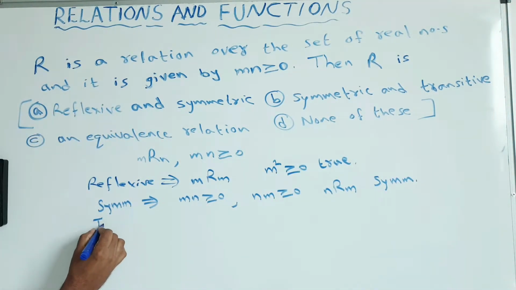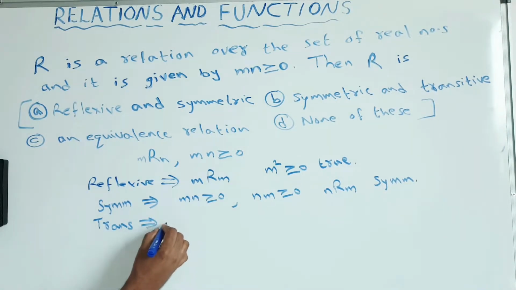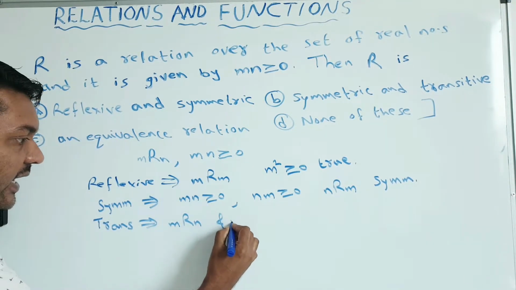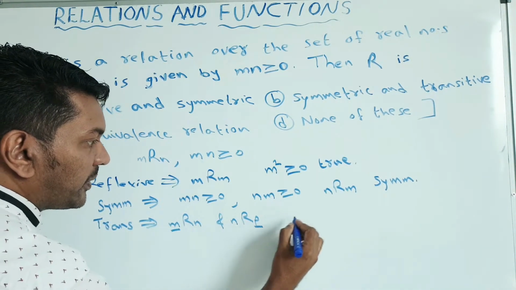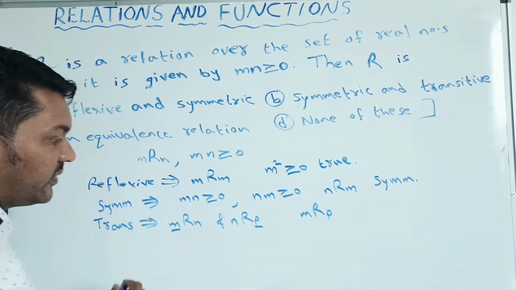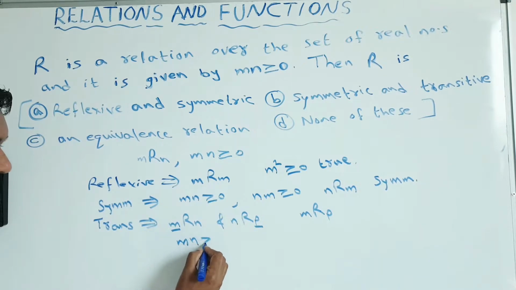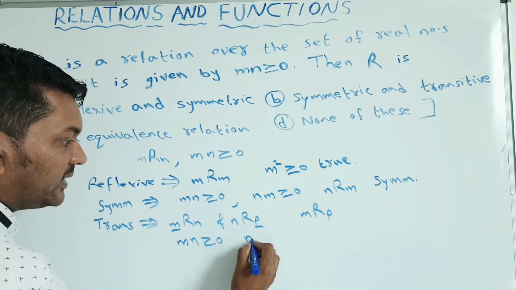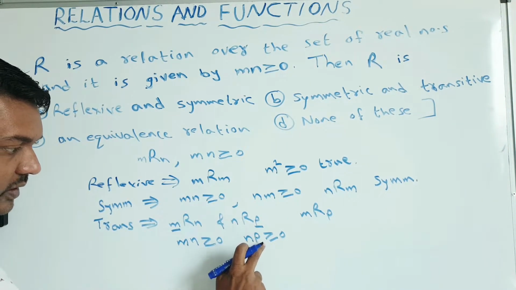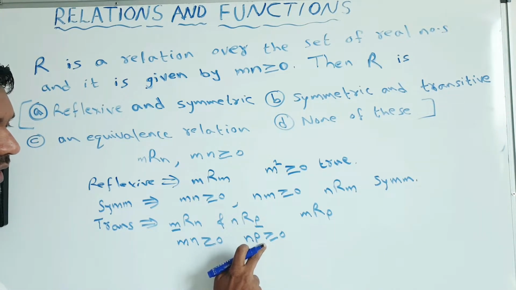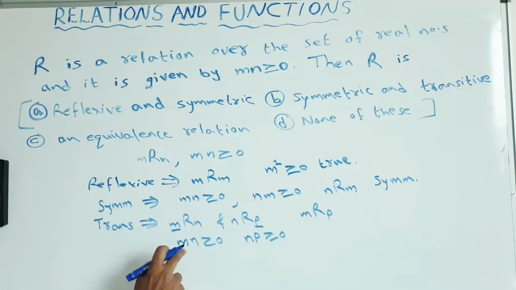Now I am checking for transitive relation. m related to n and n related to p. You have to check whether m is related to p or not. m related to n means mn greater than or equal to 0. n related to p means np greater than or equal to 0. So if both are positive or both are negative only, this condition will satisfy. Here also, if both are positive or both are negative only, this condition will satisfy. That means m, n and p have the same sign.